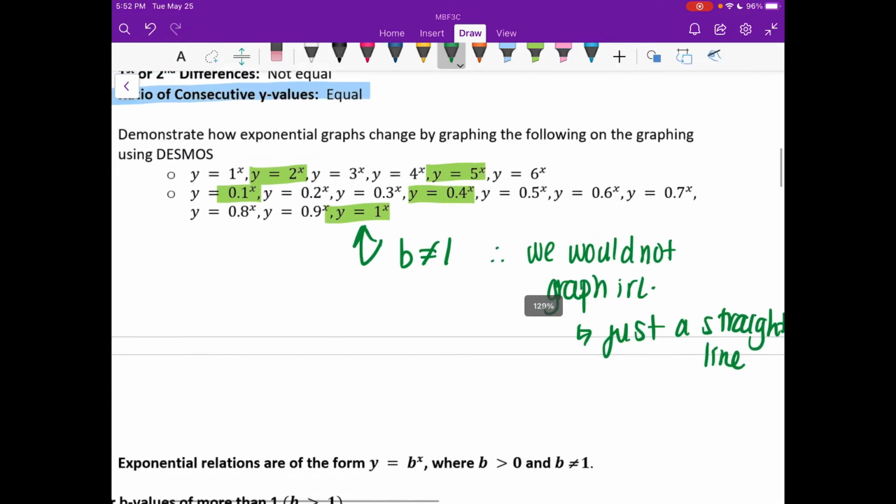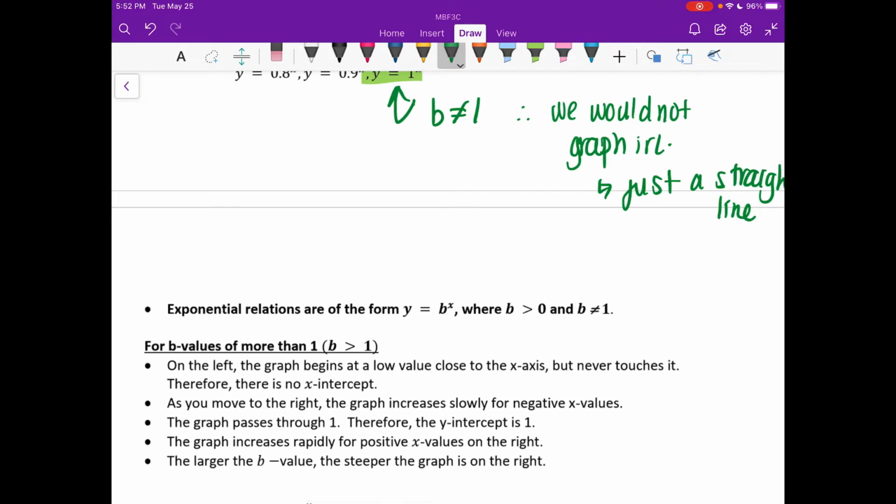Okay? So exponential forms are relations that are in the form y equals b to the power of x, where b is greater than 0. So b cannot be negative, and b cannot be 1, because 1 to the power x is always just going to be 1. So it'll just be a straight line.